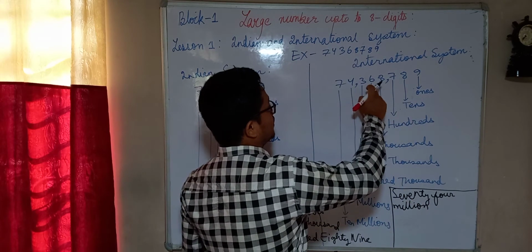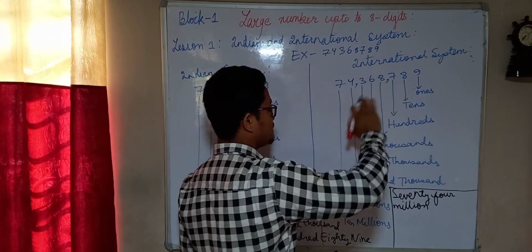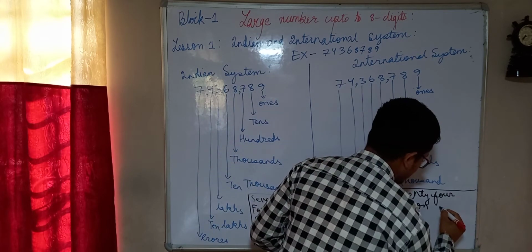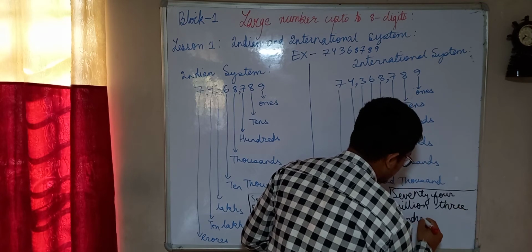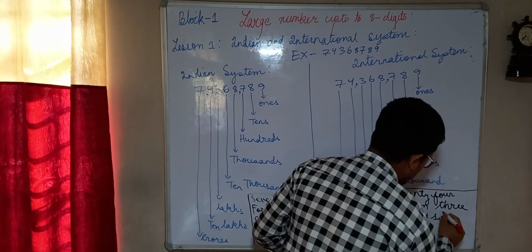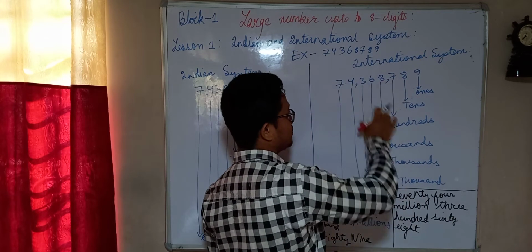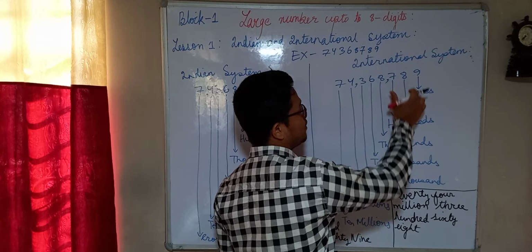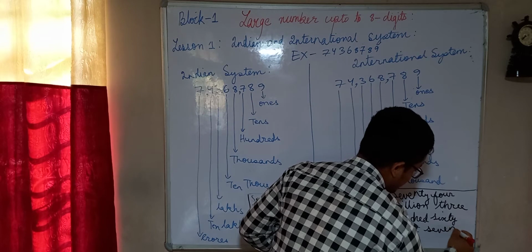Okay, 368,000. This is again in the same bracket, so you have to call this together. You have to say 368,000, all together, since it is separated by a comma. Again, this is separated by a comma, so you have to call this 789. Okay, so this will be 789.